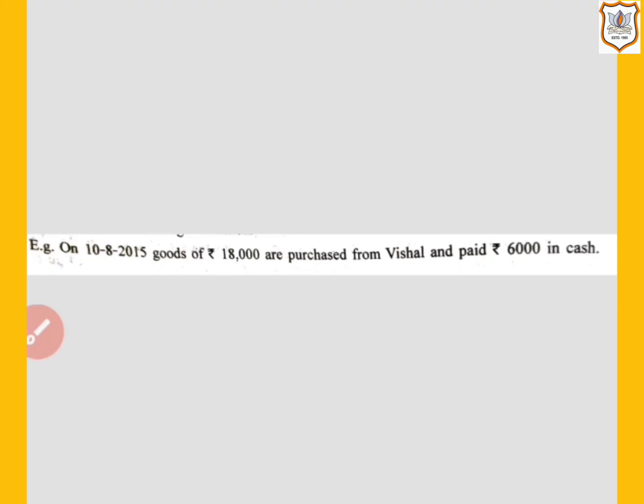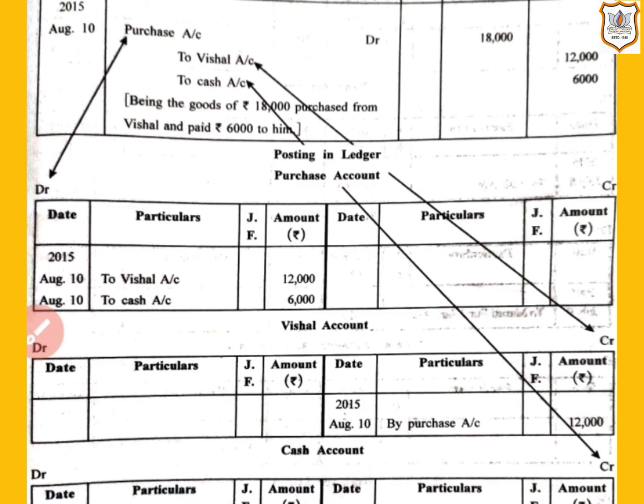Now let us see posting of a combined journal entry. See, here is the example of one transaction. On 10th August 2015, goods of rupees 18,000 are purchased from Vishal and paid rupees 6,000 in cash. First, we will write journal entry for this. Here, purchase account will be debited, Vishal account will be credited, and cash account will be credited.